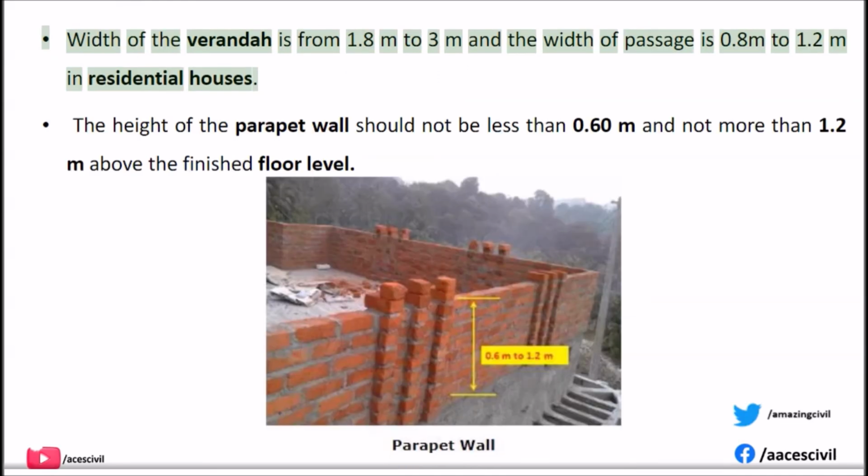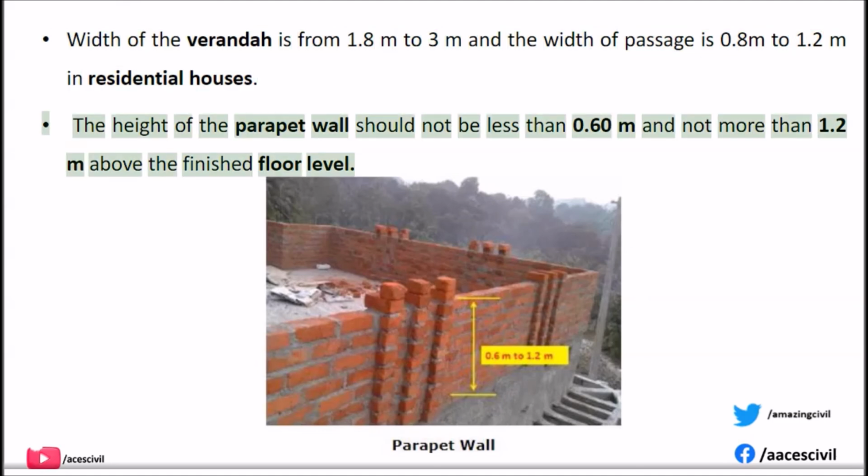Width of the veranda is from 1.8 m to 3 m and the width of passage is 0.8 m to 1.2 m in residential houses. The height of the parapet wall should not be less than 0.60 m and not more than 1.2 m above the finished floor level.